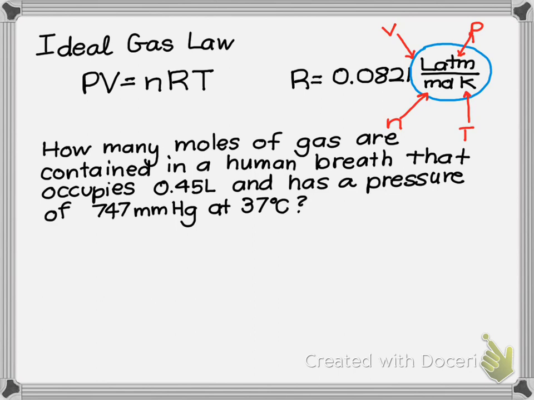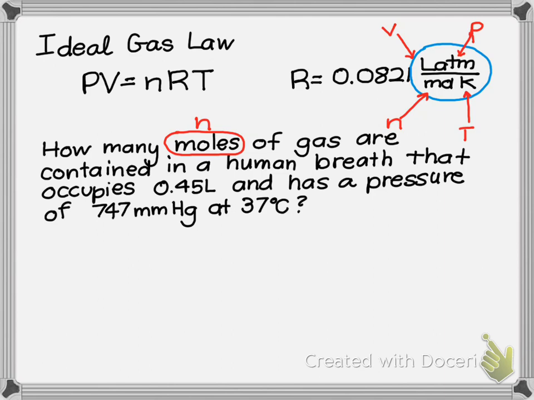So I have three problems here to work through these different units, like what to do, how do we recognize there's different units. So let's take a look at this first one. It says, how many moles of gas are contained in a human breath that occupies 4.5 liters and has a pressure of 747 millimeters of mercury at 37 degrees Celsius. So let's go through and see what we're given. What we're trying to find is moles. How many moles? So n is the thing I'm not going to know, because that's what I'm trying to solve for.